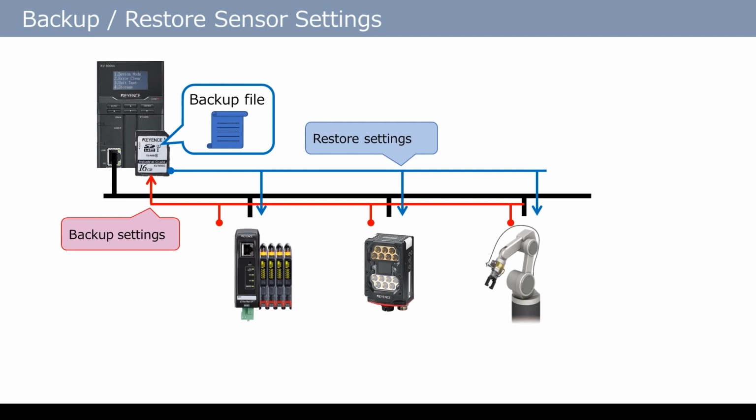The backup restore function is a tool to backup and restore the sensor settings. To use this function, read a parameter from the connected sensor and create a backup file. The backup file can be saved in the SD card or the CPU memory. The restore function is used to rewrite the parameters using the backup settings.